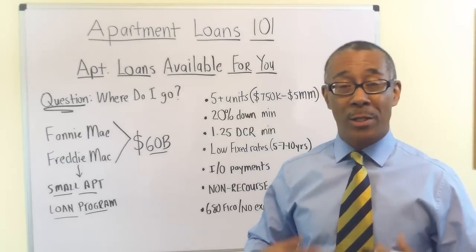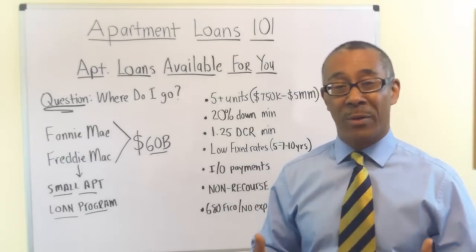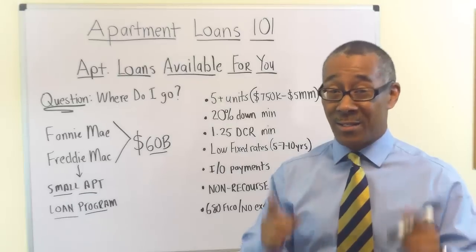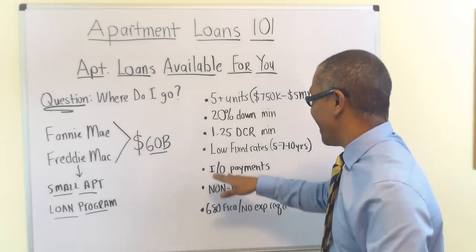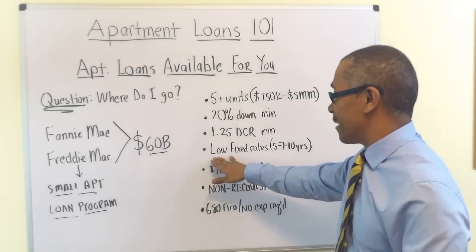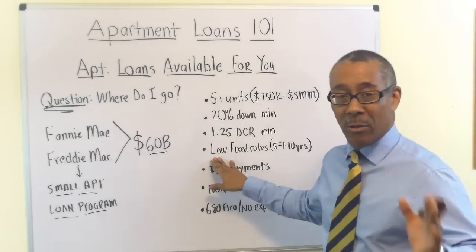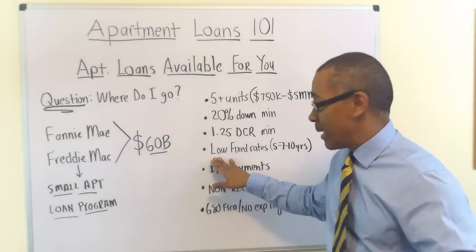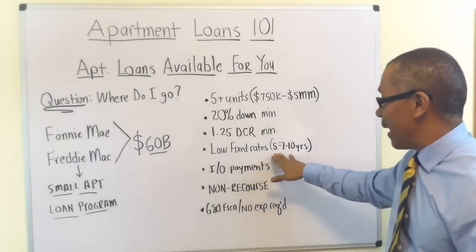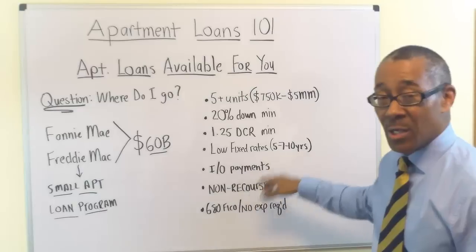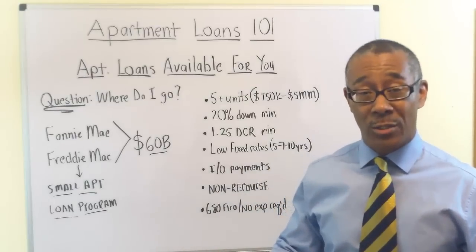And by now, by watching this video, you now are an expert on what DCR is, right? Okay. And next is you're going to have low fixed interest rates. All right. Right now, rates are great, and they're going to be fixed over 5, 7, or 10 years with a 30-year amortization. So this is great.